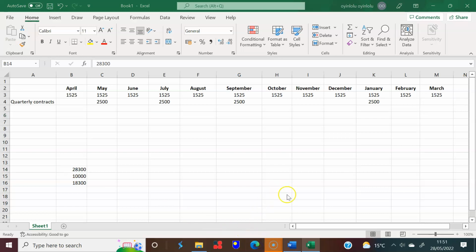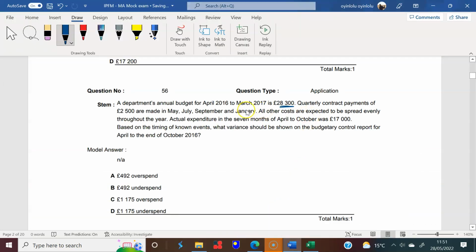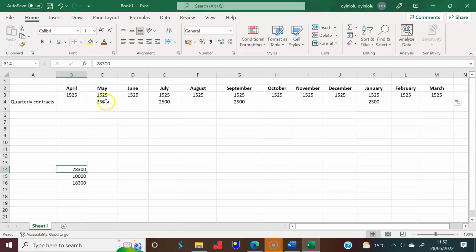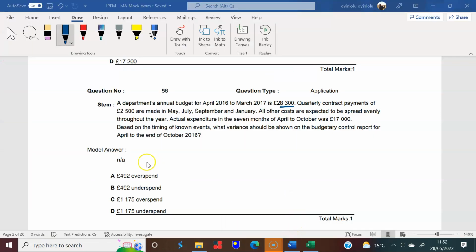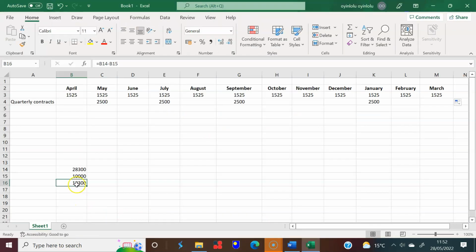Then it goes on to say that quarterly contract payments are made at four different points of 2,500. So you have 2,500 four times. So that's 1, 2, 3, and 4. So that's 10,000. So you have 18,300 left. And it says that this 18,300 is then spread evenly throughout the year. So I've divided that 18,300 by 12 months, and that's why you have this spread like this over the year. The balance is over 12 months.